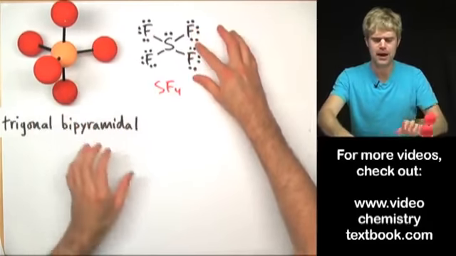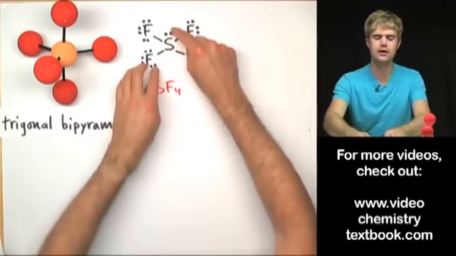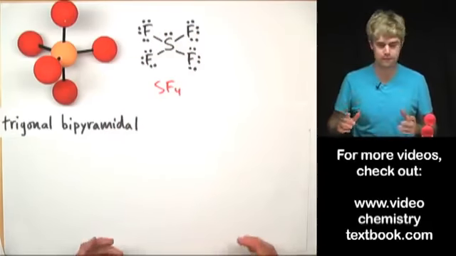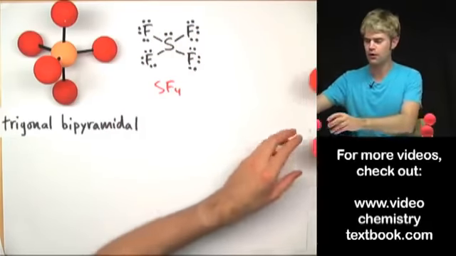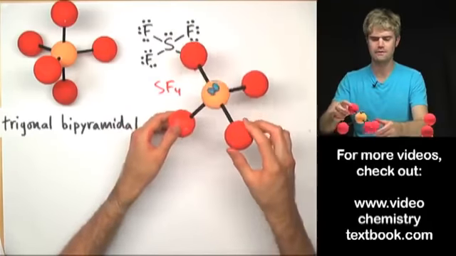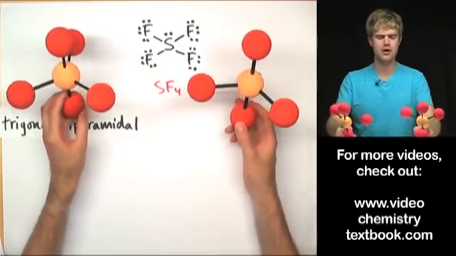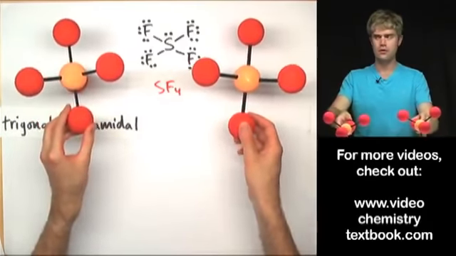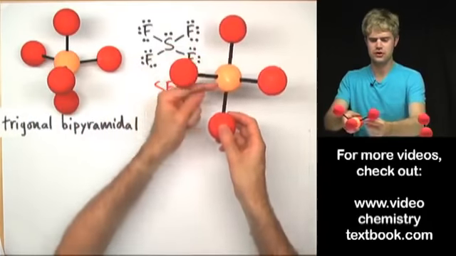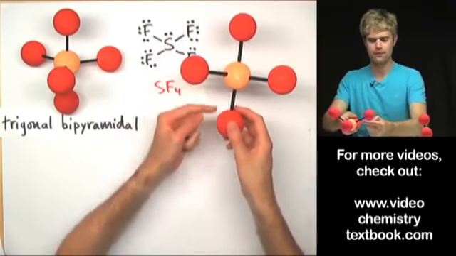SF4. What this has is 4 bonds around the central atom, but then it also has a lone pair of electrons. So SF4 would look like this in 3 dimensions. Okay? Let's compare it to the trigonal bipyramidal molecule. Sort of the front view, these guys look pretty similar. We see that they have these 3 atoms in a row here, the axial and the central, forming a line.